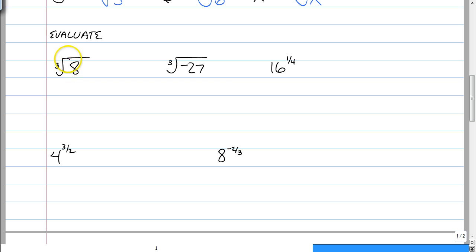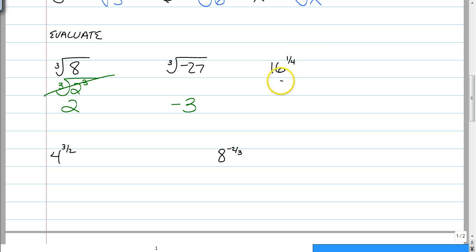So let's see. What is the cube root of 8? We know the cube root of 8 is 2, but there's another way you can write it. The cube root of 8 can be rewritten as the cube root of 2 cubed. So look, the cube root cancels out the cube, bang, you're left with 2. It's another way you could do it, okay? The cube root of a negative 27, earlier we said that negative 3 cubed is negative 27, so your answer is negative 3.